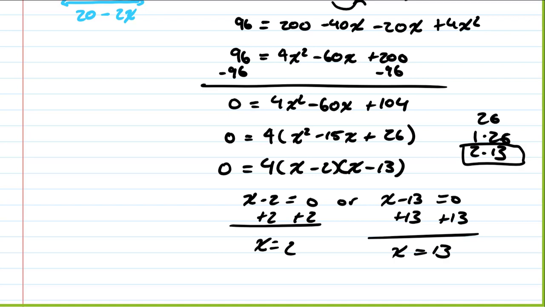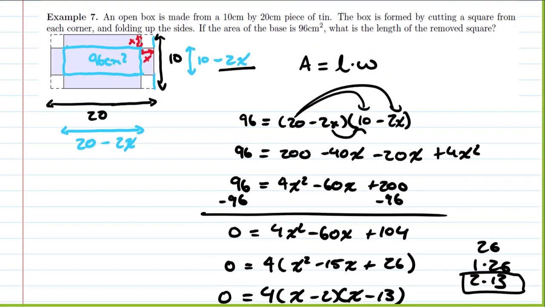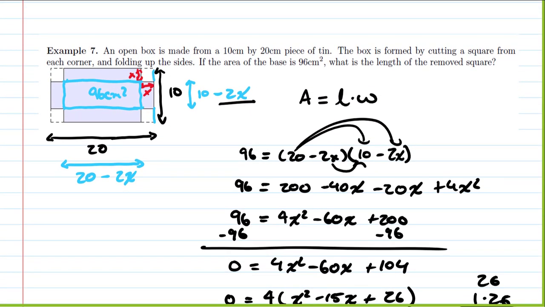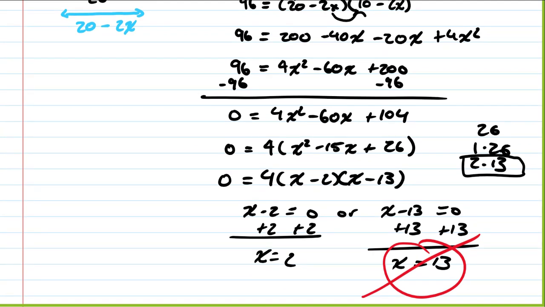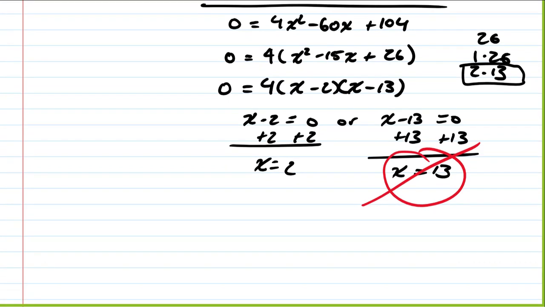So in this case, we had two solutions, but reality tells us we need to reject the solution x equals 13. And if we go back and look at our original problem, what were the dimensions of the piece of tin? 10 by 20. Can you cut something that is 13 centimeters out of something that is only 10 centimeters in height? The answer is no. So this doesn't make sense in reality.